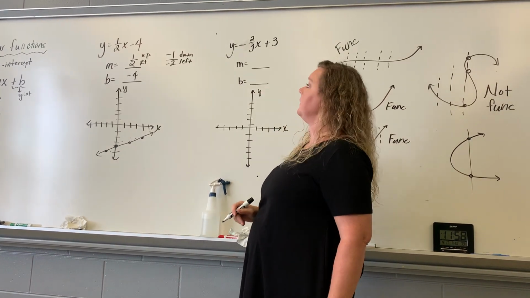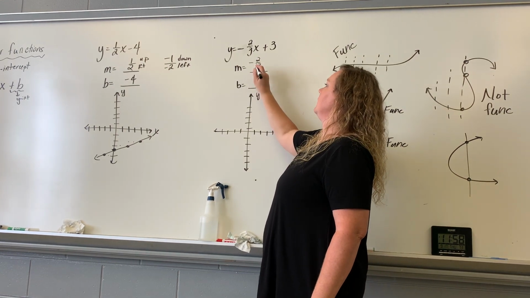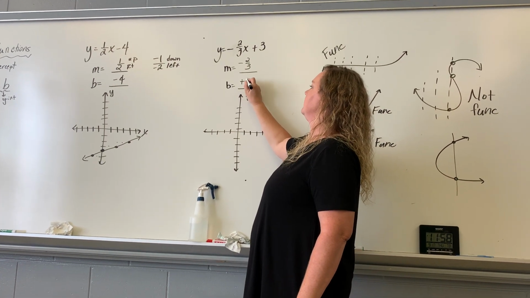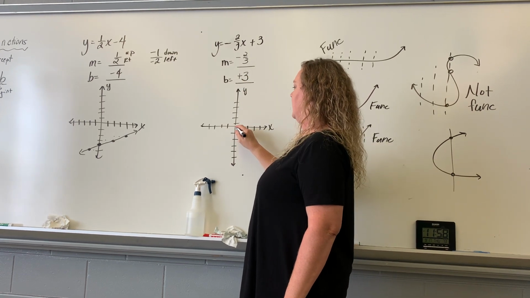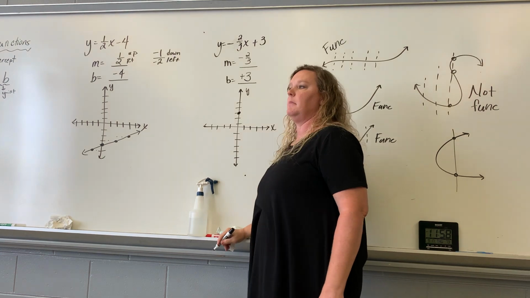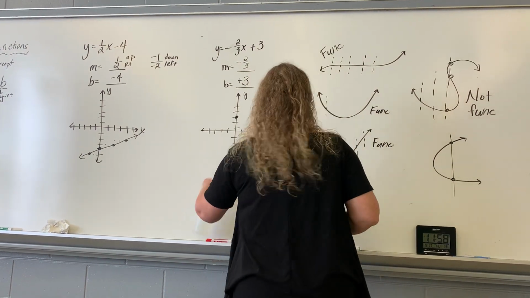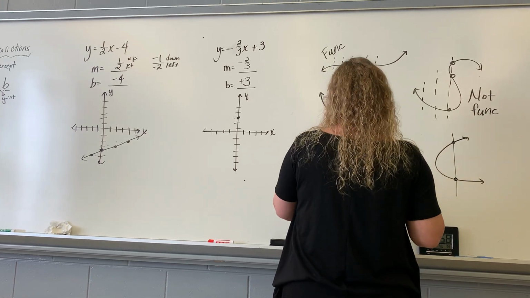Alright, what's the M on this one? -2/3. The B is +3. So I'm going to begin up 3, and then from that down, I'm going to count the slope. But this is where everybody gets confused. What does -2/3 mean? Okay, I want you to tell me which one is right.